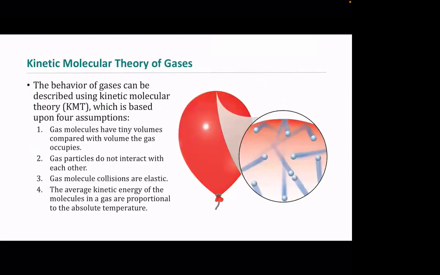Here's the kinetic molecular theory, or KMT. Gas particles have tiny volumes compared with the volume the gas occupies. So they're small, we call them kind of points, with lots of space in between. They don't really interact much with each other. Collisions are elastic. The average kinetic energy of the molecules in a gas is proportional to the absolute temperature. One thing we'll have to realize in this chapter, you have to use Kelvin. Kelvin is the only scale that actually has a molecular basis for it.